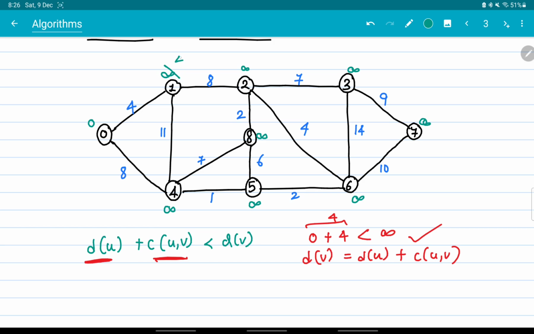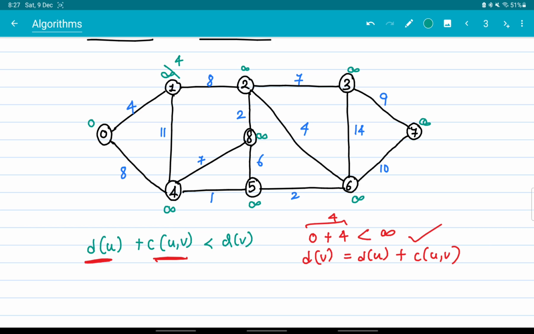So I'll cut this infinity and make it as 4. So this is my new distance of 1. Okay, so this is how you're going to check for all the nodes that are attached or adjacent to your previous node, and you're going to apply this same formula. You will be adding the cost value and the distance value of that vertex, and you will be checking if it is less than the distance of the destination node. If it is less than that distance, then you will be updating it with that distance. If it is greater than that distance, then you will be leaving it as it is. Okay, so this part is done.